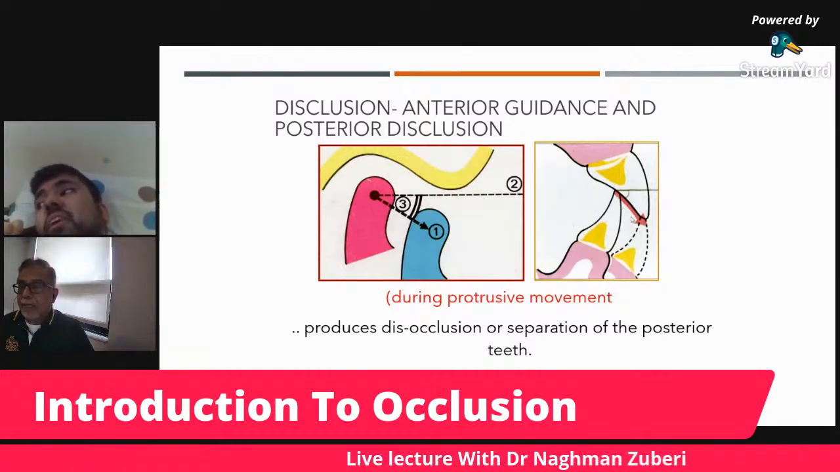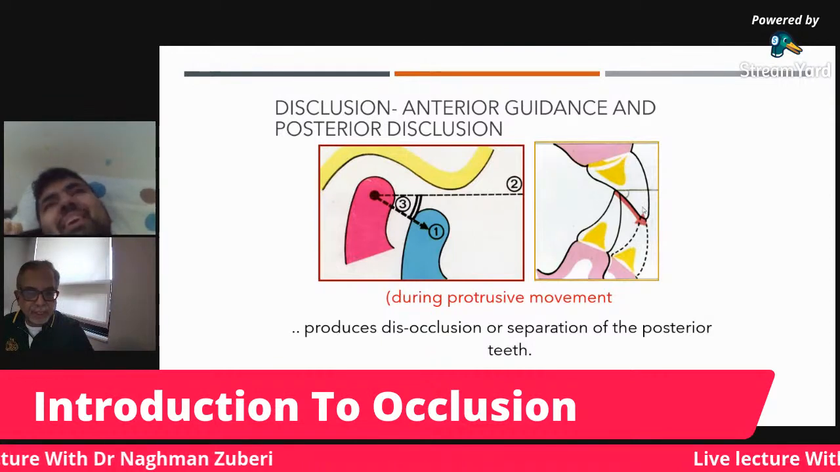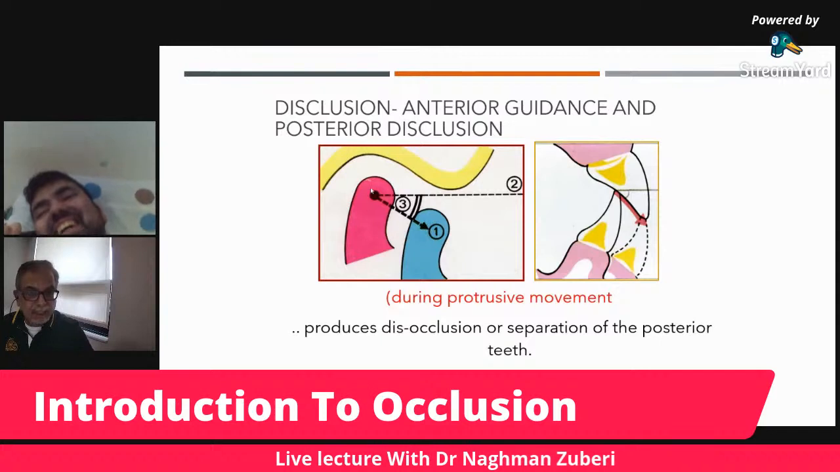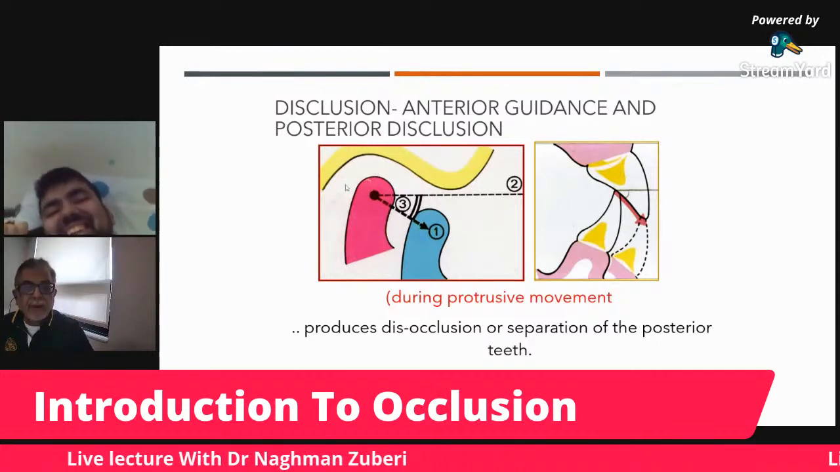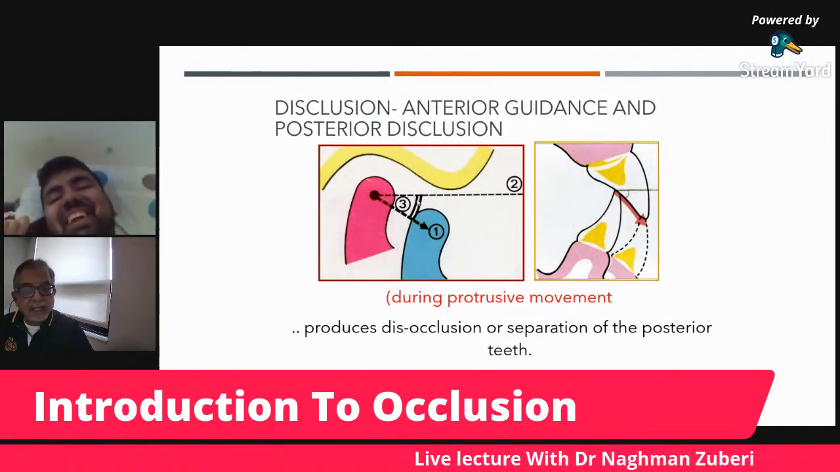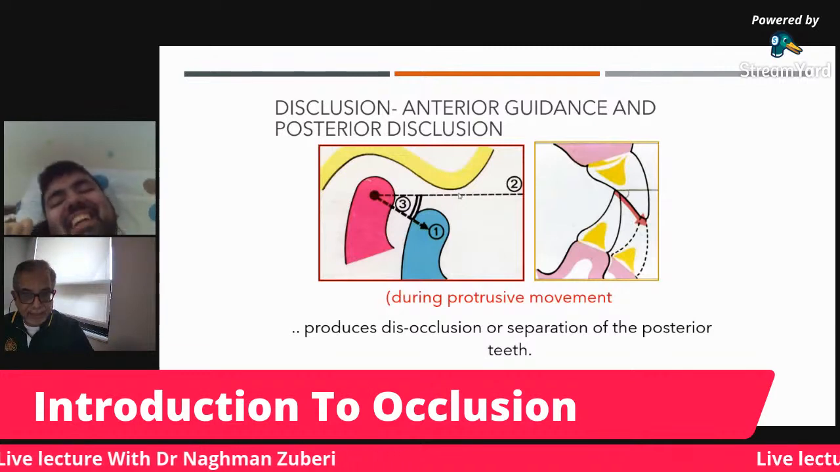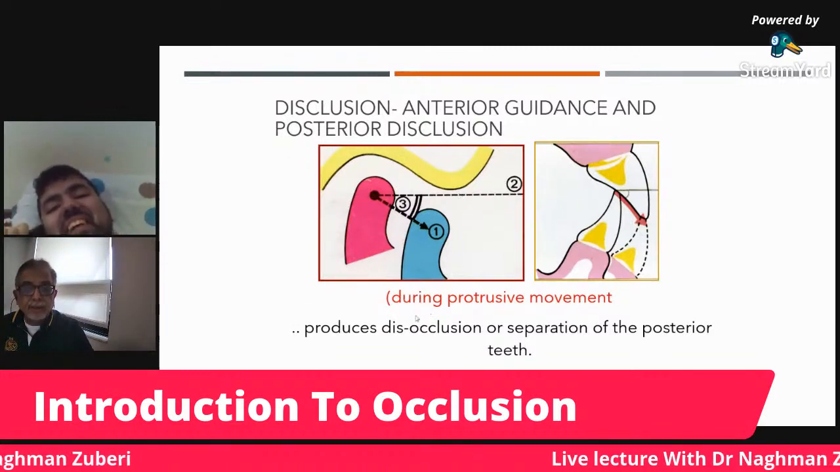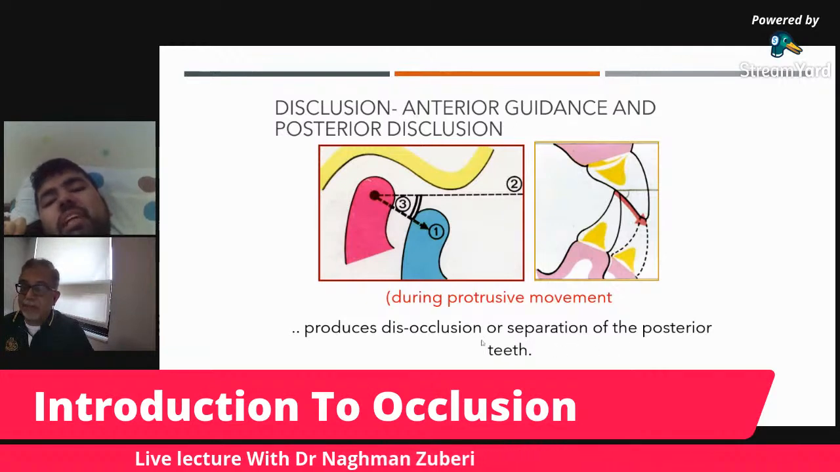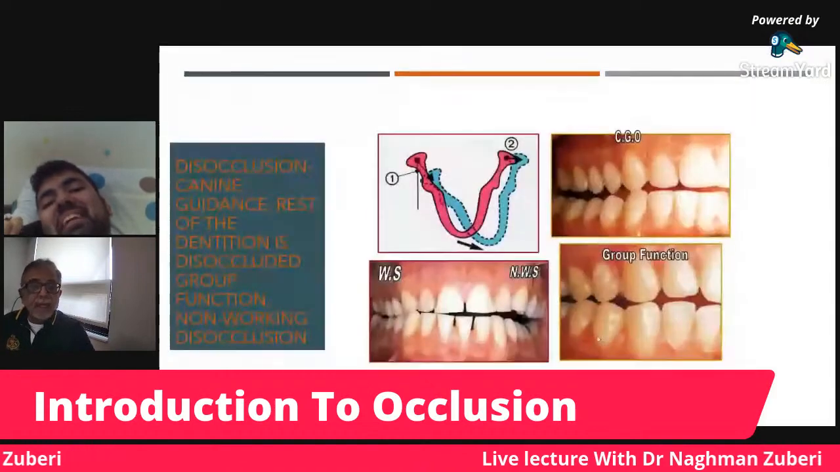Over here, as I told you about disocclusion, there is anterior guidance and posterior disocclusion. When you bring your teeth edge to edge anteriorly, your condyles translate, they come out of the fossa and come closer to the articular eminence, and that produces disocclusion or separation of the posterior teeth. I have just mentioned that.